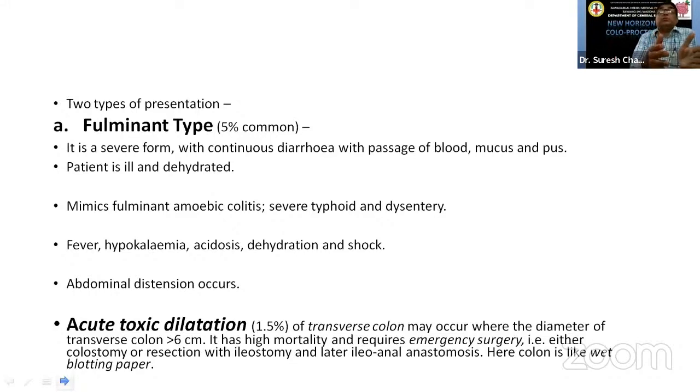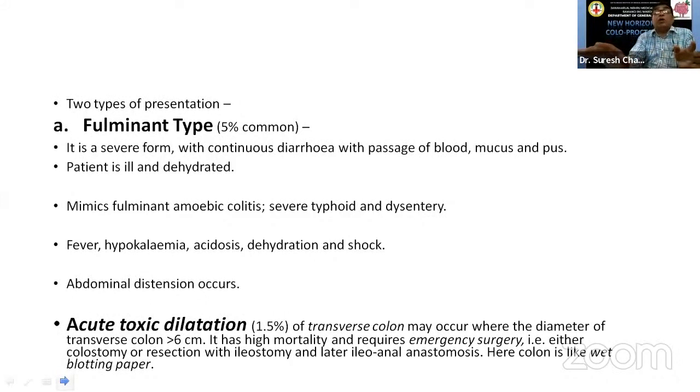If you see, the lumen of the transverse colon is around 2 to 3 centimeters, but if it increases to more than 6 centimeters, which you can see even on a plain X-ray abdomen, I will show you that slide. So toxic dilatation may occur when the diameter of the transverse colon is more than 6 centimeters, and when you percuss clinically on the epigastrium, you will have a tympanic note and it mimics a sigmoid volvulus.